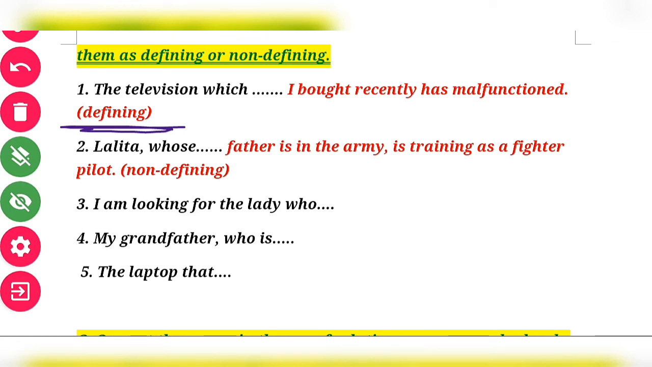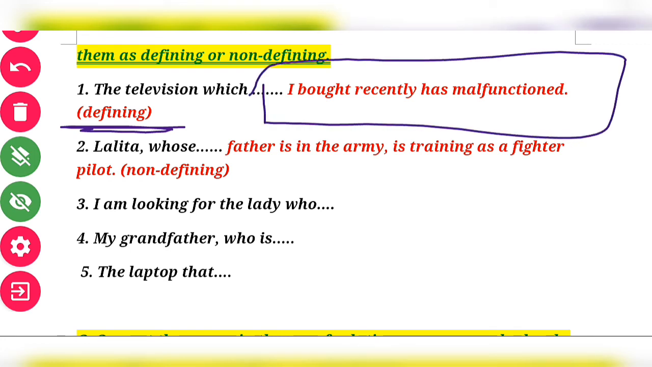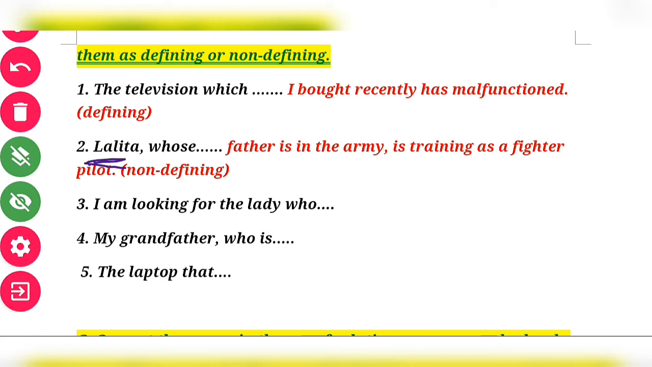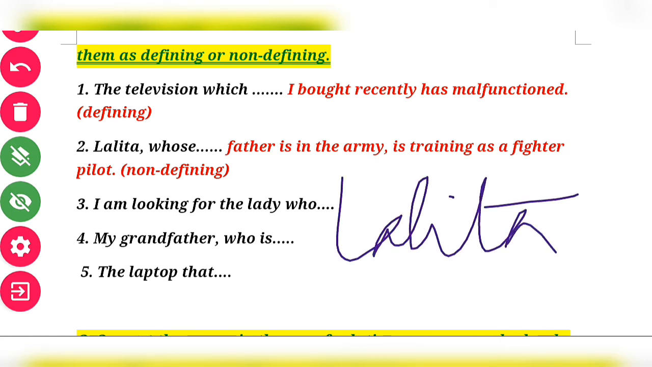Because in "the television which," it is not giving extra information. It is giving specific information about what type of television, the one which I bought recently. Okay. Now Lalita, whose father is in the army, is training as a fighter pilot. Non-defining, you can see that after Lalita there is a comma, a separation. So Lalita is already given, and Lalita's father's information is the additional information for her.